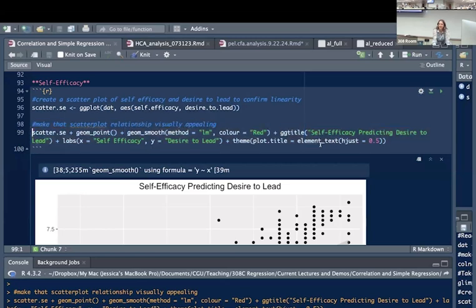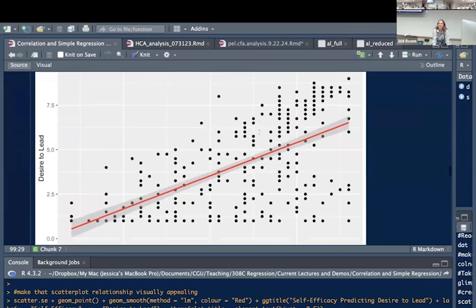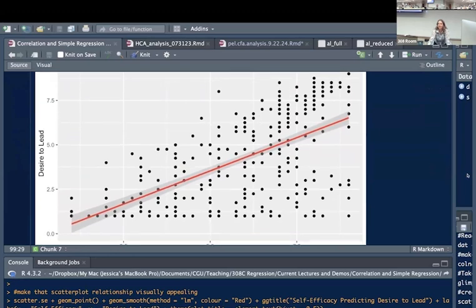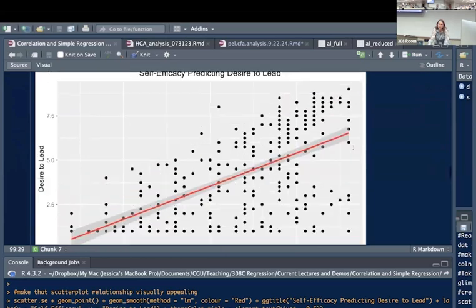So I added a line. This here, method LM, is linear model, color red. I just said, go ahead and add a line to it. I don't have to add a line, it just helps me visualize that scatter plot. Does it look like there's somewhat of a linear relationship? Yeah, thanks, Quinn. As self-efficacy goes up, in general, desire to lead goes up.